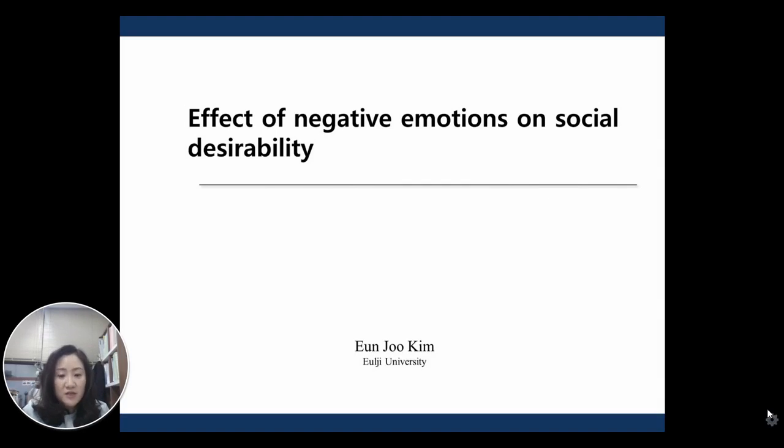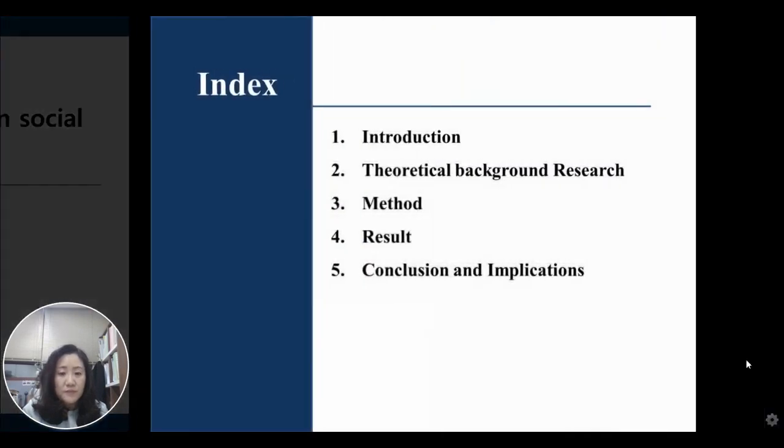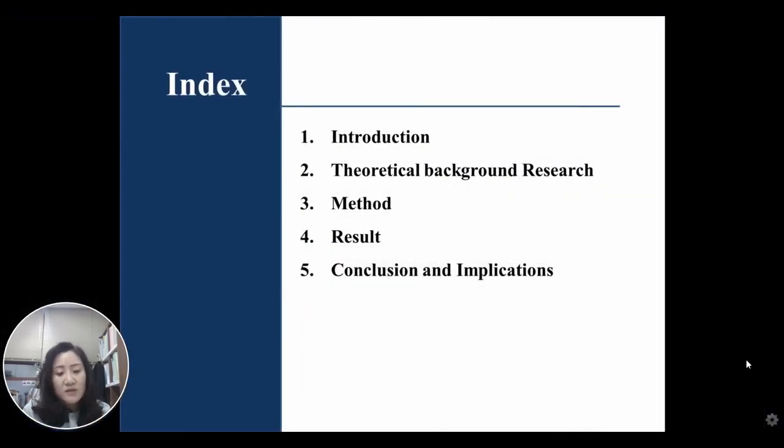My presentation topic is the effect of negative emotion on social desirability. The sequence of progress is as follows. 1. Introduction to theoretical background research. 3. Method. 4. Result. 5. Conclusion and implication.